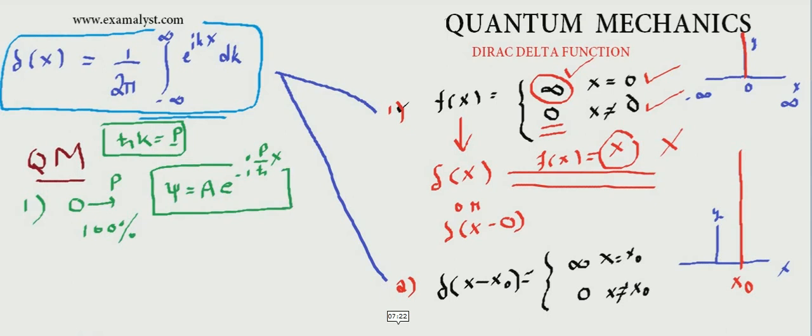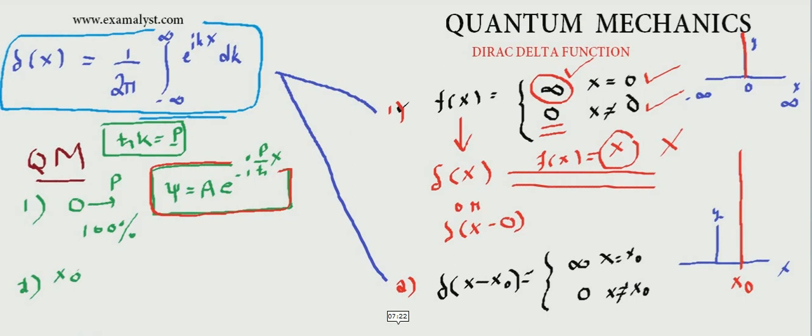Now A is unknown. We don't know the value of A, the normalization constant, and as we saw in our last lecture, we faced a big problem while trying to normalize the wave function and finding the value of A. Okay, so we'll discuss the solution later on, but how about a particle which has a definite position?